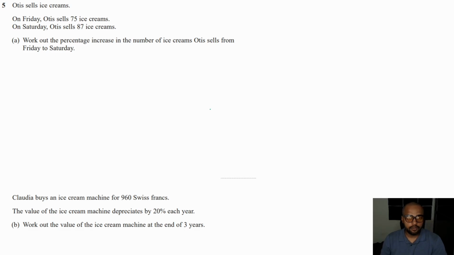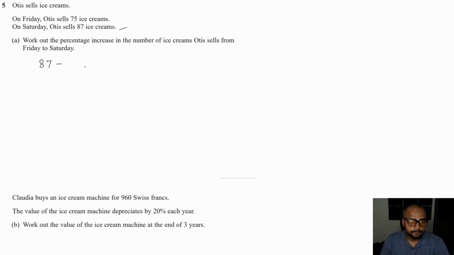In this question, students, they have told that a person sells 75 ice creams on Friday. On Saturday, he sells 87 ice creams. Work out the percentage increase in the number of ice creams sold from Friday to Saturday. The final value of the ice creams sold on Saturday was 87.